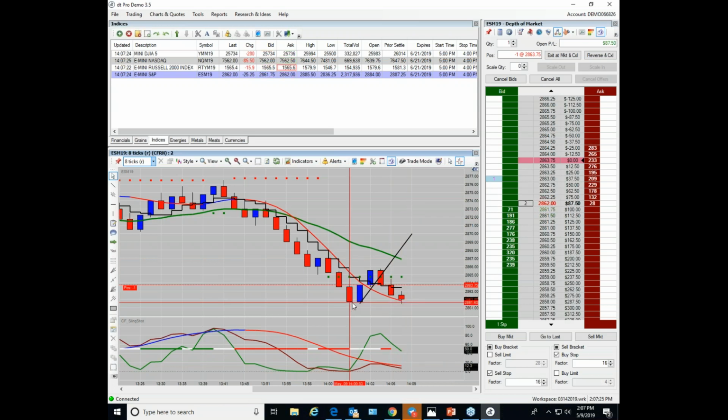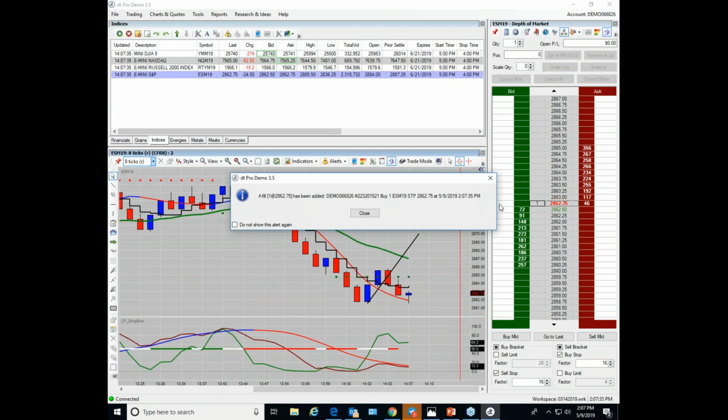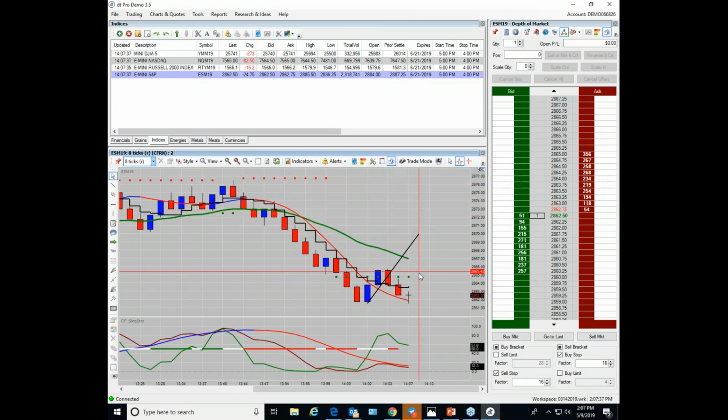The fact that we're pounding on this low, so I would move my stop down a little bit in case it's a double bottom, right? So now we have a point. There we go. We made a point on it. That's it. That one was an easy and obvious trade.